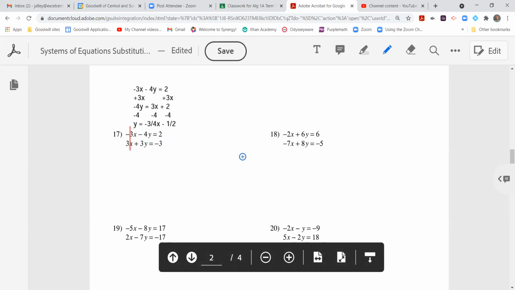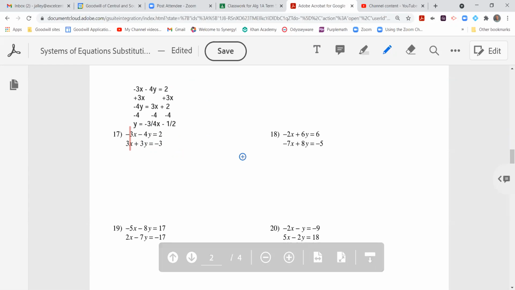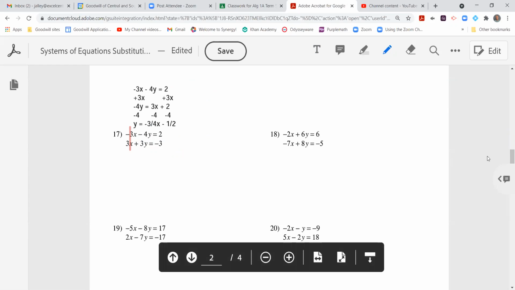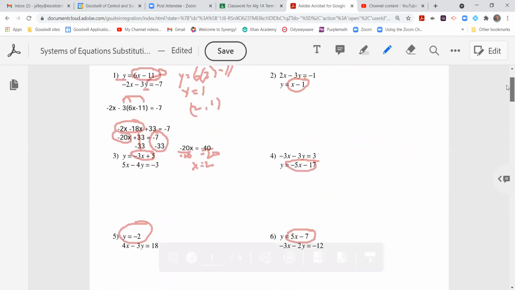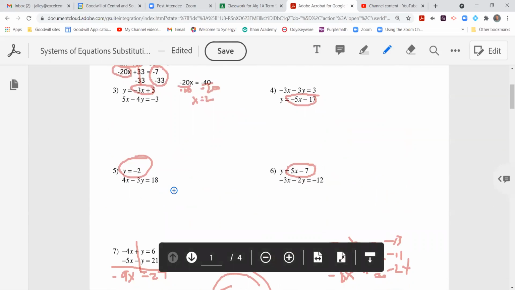The x's go away right away, 3x and minus 3x. Don't make this harder on yourself. Take the easy way. So remember at the beginning, I said substitution works great in some situations. The best one was here in number 5, because it tells us what y equals.